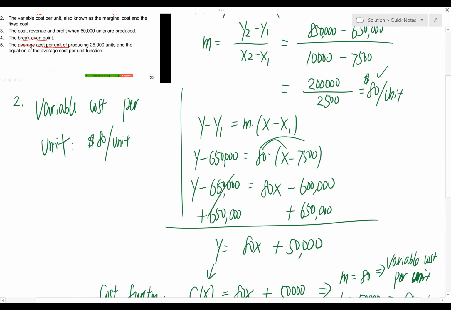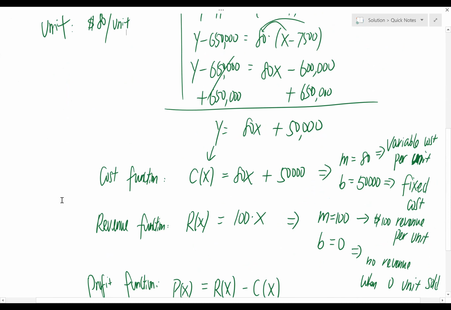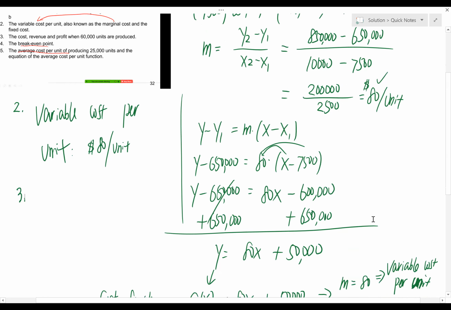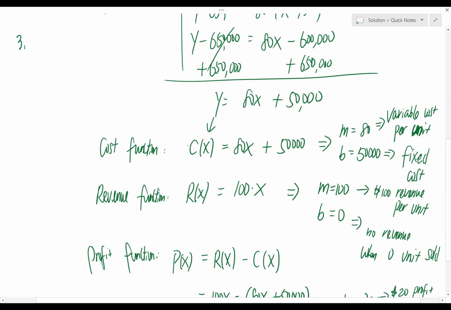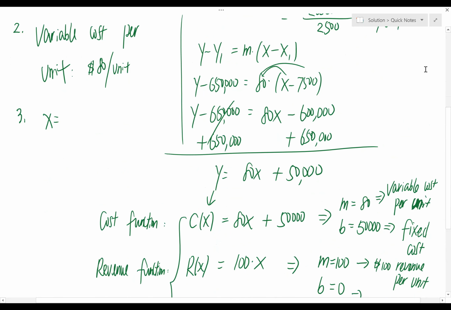And we also know variable cost, right? We did the analysis earlier. Variable cost per unit. We also know the fixed cost is $50,000. Okay, and that's the second part. And the third part, how do we find out the cost, revenue, profit when 60,000 units are produced and sold? What do we do? We have all three functions, right? Now, what if x equal to 60,000 units?